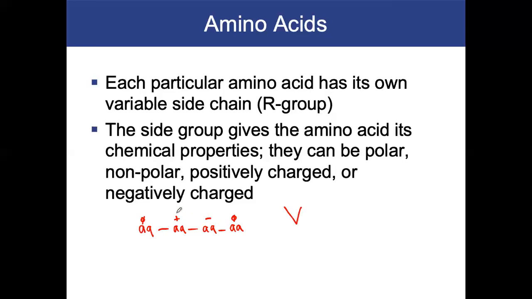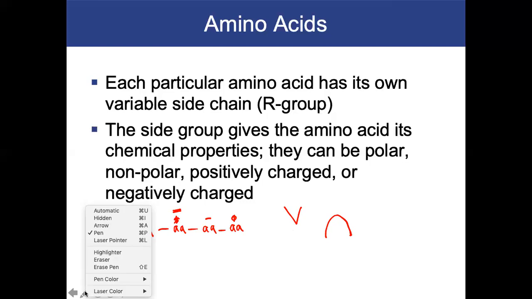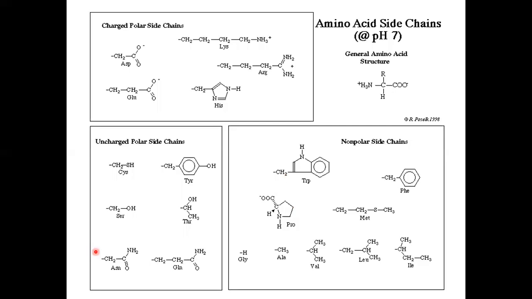If this was a negative group, and that was a negative group, what would happen? They would repel each other, so they'd sort of fold like that. So the charges on those R groups are going to help that protein start folding. Think about if it's an enzyme, right? It has a specific shape. If it's a hormone, it has to have a specific shape to bind to your cells to cause some type of change, and that's dictated by those R groups.